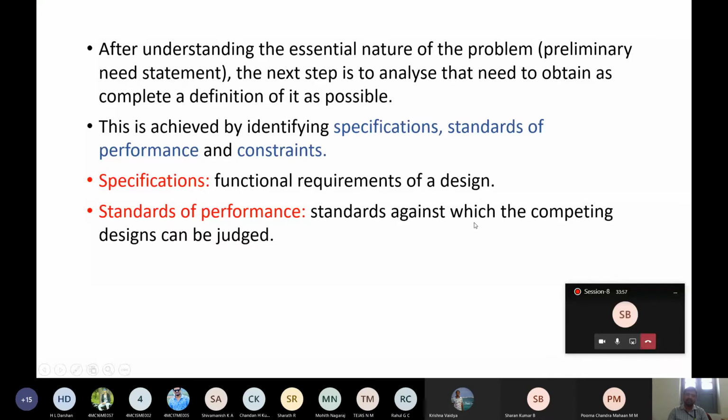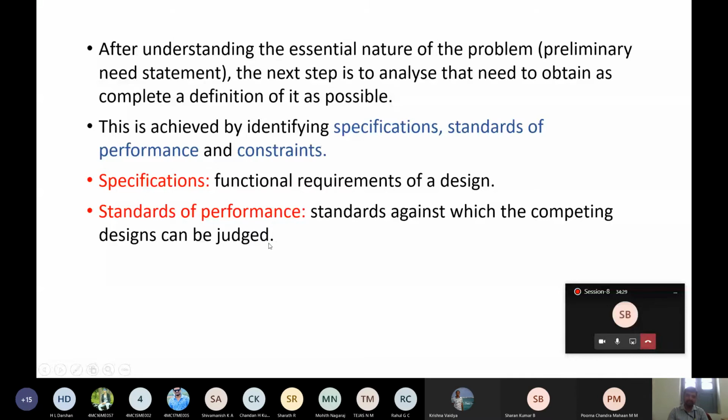That means if you want to buy any car, there are many options in front of a consumer. If you want to choose one, you will have some special reasons. It may be because of the brand image, or the quality of the product, or the feedback obtained from users of that particular product. So these aspects come under standards of performance.